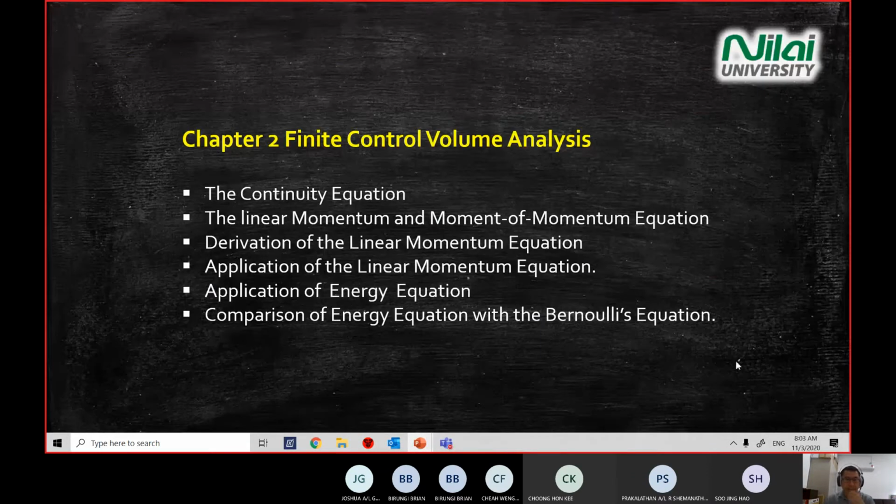All right, now this is chapter 2. We need to cover these 6 things to finish this chapter 2. We have covered the continuity equation, which links up with mass. Last Friday we covered the linear momentum equation. Today we're going to look at the moment of momentum equation. Derivation and application, we have seen already. I hope today we can finish this one, and if we can, then we look into the energy equation.